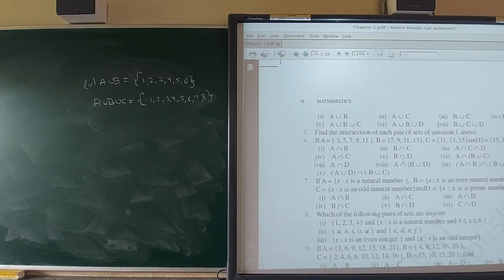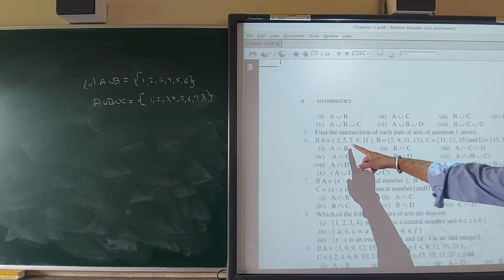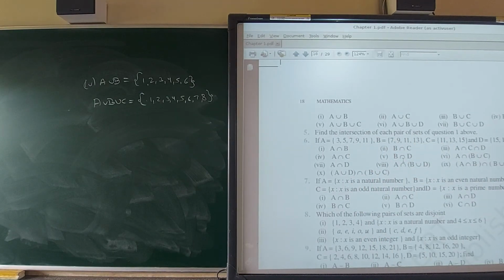Now again, sixth question. It's yours only. A, B, C, D are given. Find A intersection B. Common part you have to find of A and B, which means the common part is 7, 9, 11. So like that only you have to do the second part, third part, fourth part, fifth part. Now I will tell how to do the sixth part.